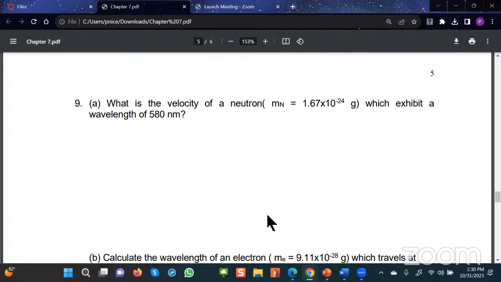Now, the equation that you're going to use for this is the de Broglie equation. Again, let me apologize for massacring that guy's name. But the de Broglie equation is lambda is equal to h over mv, right? Now, let me remind you, h is Planck's constant. Lambda is the wavelength.